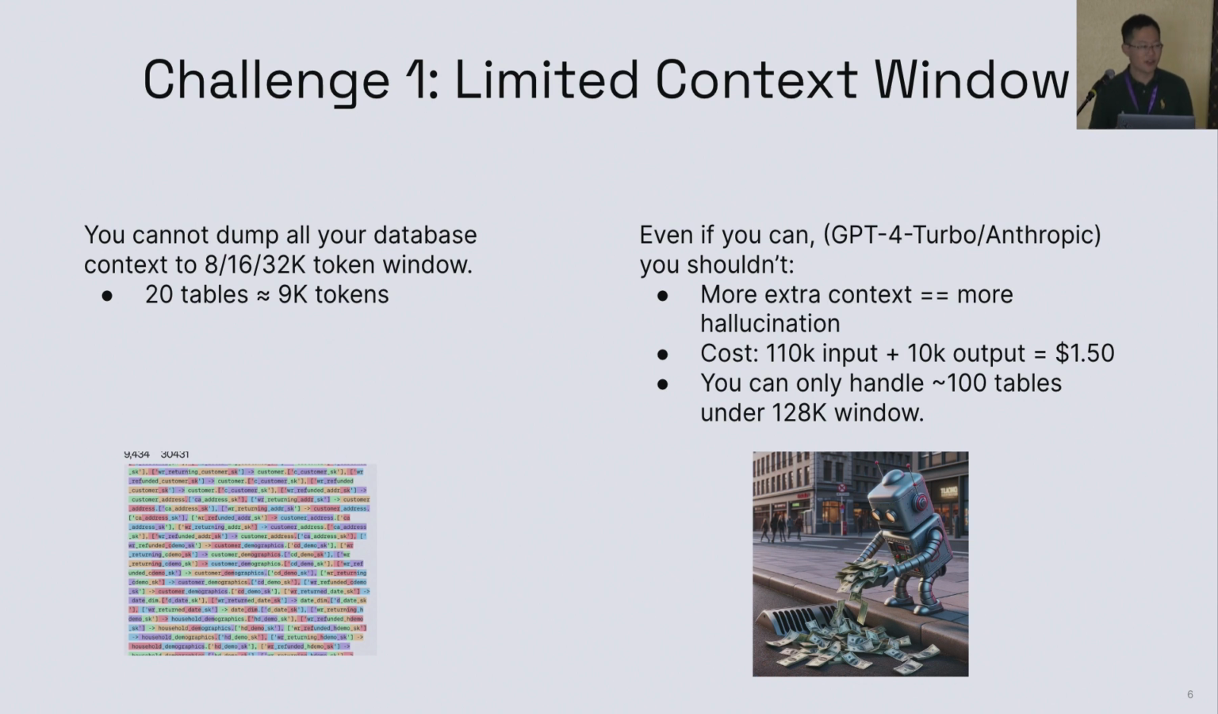Also, the cost can be very high. If you fully utilize the 128K tokens on every query generation, it will cost about $1.5. If you want to deploy this in production to let your users generate charts or queries, it's pretty much not sustainable. Also, even if you fully utilize the 128K window, you can only handle 100 tables, which is still relatively small for most production databases.